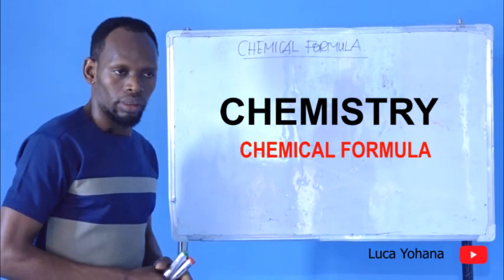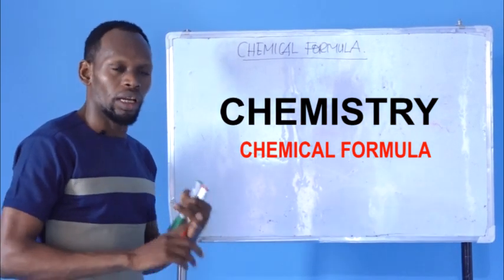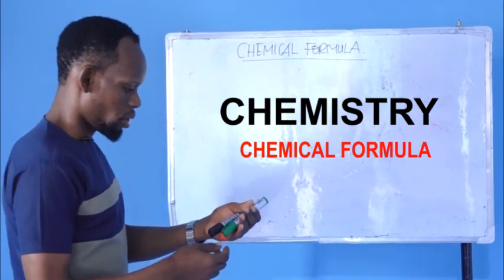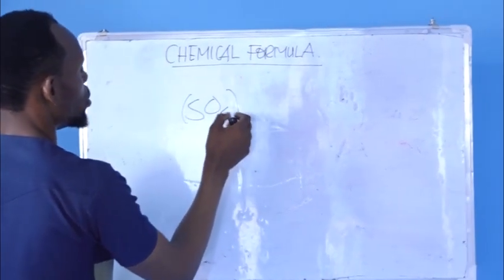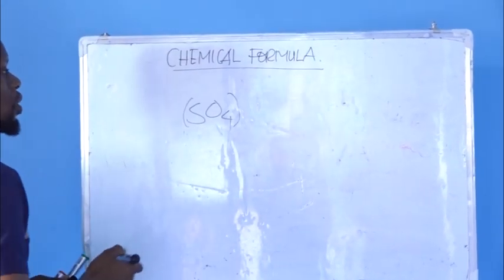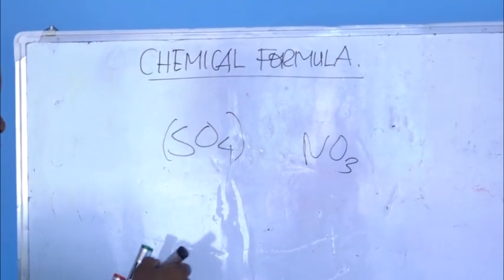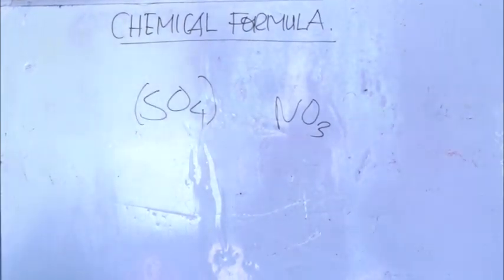Number one, before you write a chemical formula, you have to know that a radical is treated as a single unit. For example, sulfate is treated as a single unit. Or if it is nitrate, it is treated as a single unit because this is a group of elements which act as a single atom.